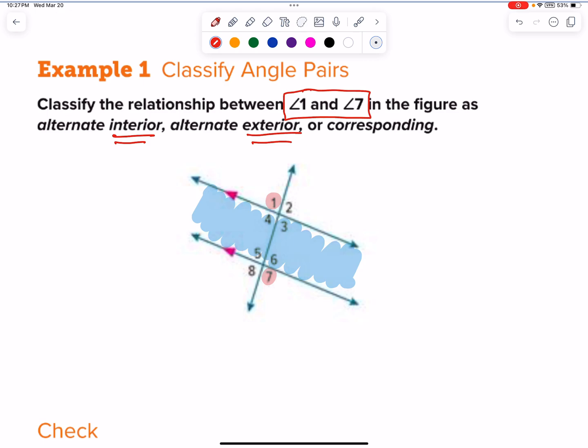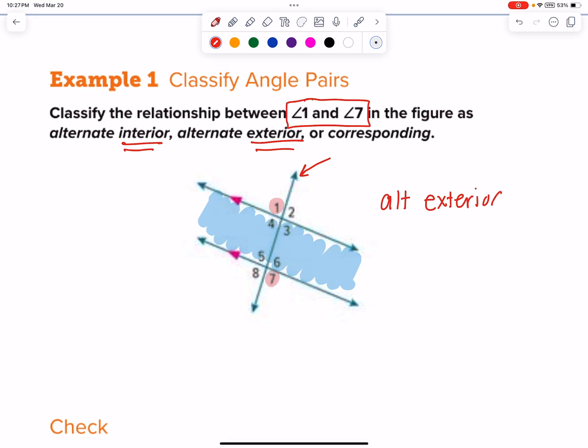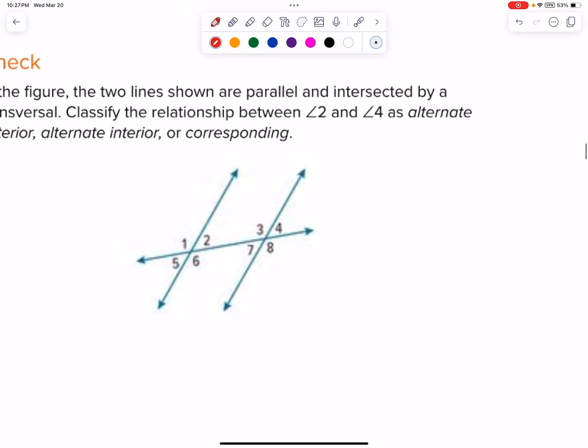And so we have the 1 and the 7, they're outside of the parallel, so they're exterior. And are they on the opposite sides of the transversal? Remember, this is the transversal. Yes, they are. So this is alternate, and you can just do ALT, but I do want you to write exterior. So alternate exterior. Okay, let's go down here and take a look at this.